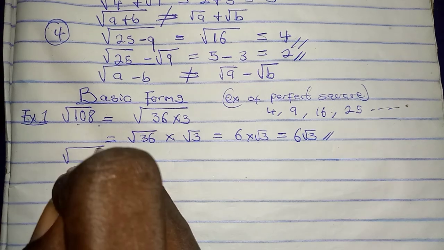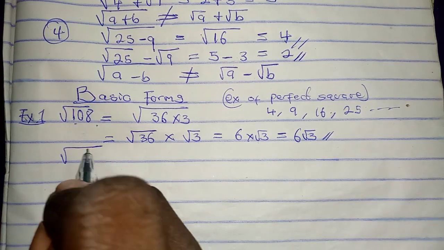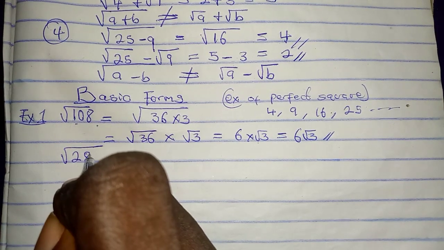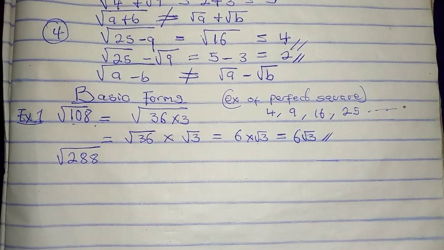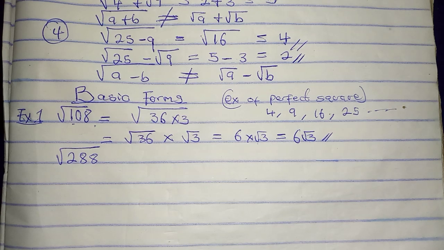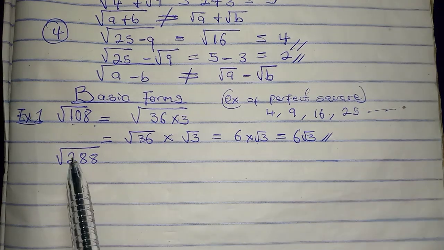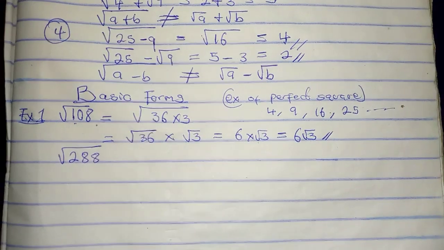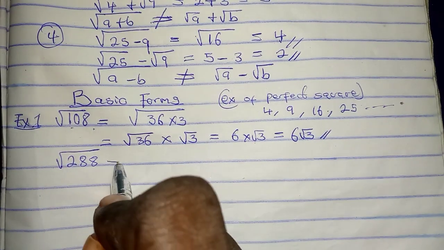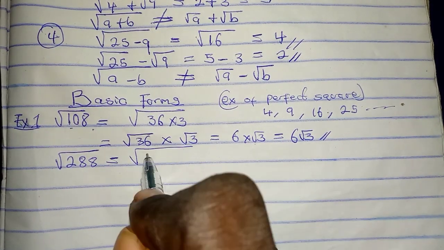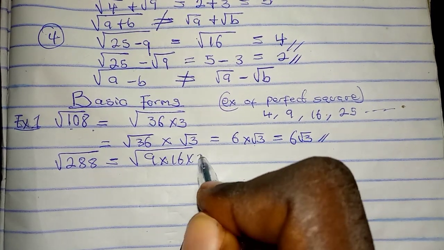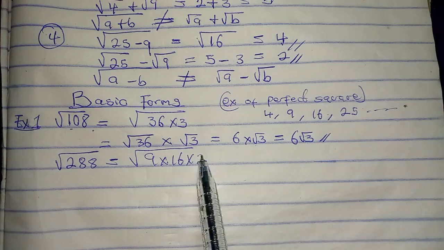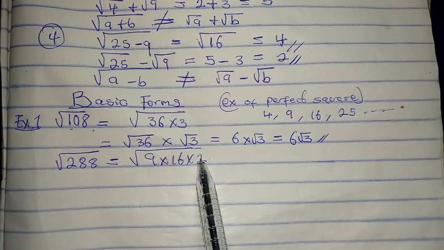Let's solve another question again. Another example. We have 288. So now, which perfect square can you multiply with a number that is going to give us 288? So you have root 9 times 16 times 2. 9 times 16 times 2 is going to give us 288.